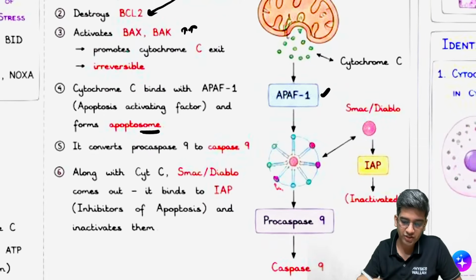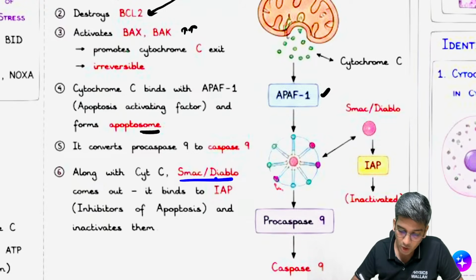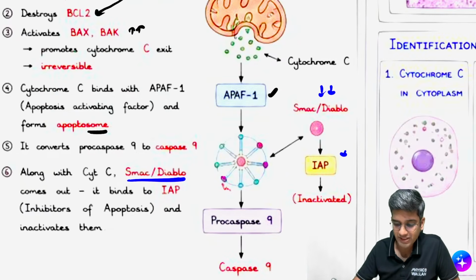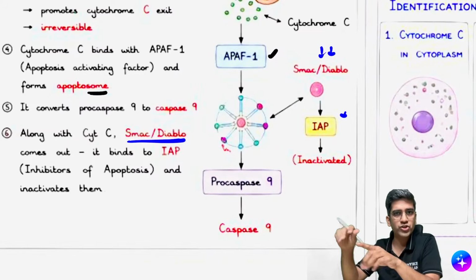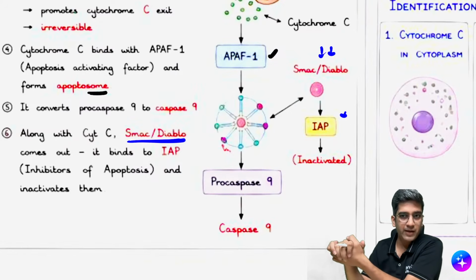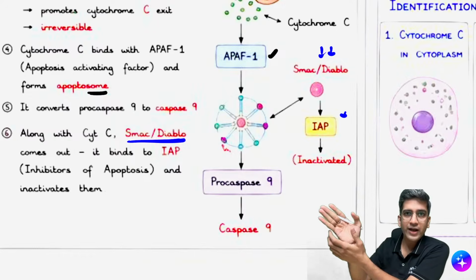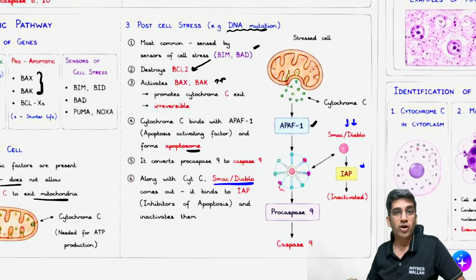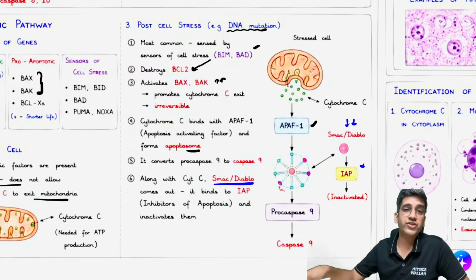If you're aiming for distinction, I want you to add one more. Along with cytochrome C, there's SMAC and Diablo, which will come outside. When SMAC and Diablo come outside, they will bind with something called IAP, inhibitors of apoptosis. So they destroy the negative feedback also, so that apoptosis can go ahead and kill the cell. So this is the intrinsic pathway of the initiator phase of apoptosis, right?